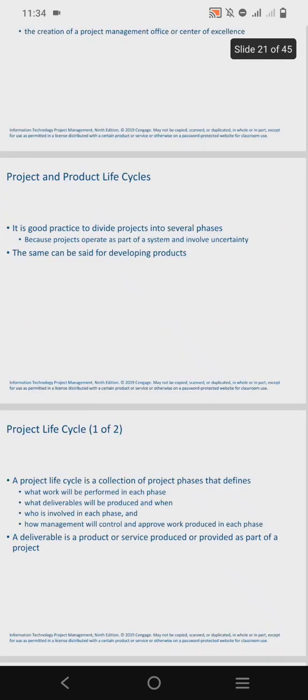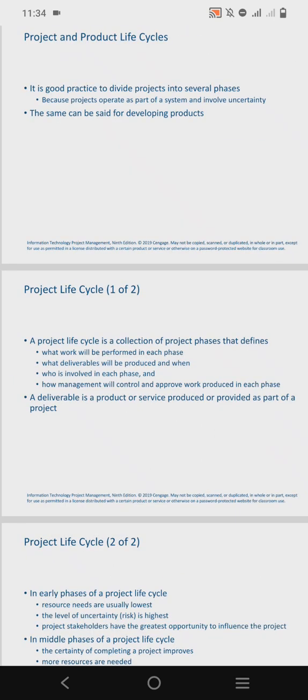A project lifecycle is a collection of project phases that defines the following. It defines what work will be performed in each of the phases. It also defines what deliverables will be produced and when they will be produced. It defines who is involved in each of these phases and how management will control and also approve work that is produced in each phase. A deliverable is a product or service that is produced as part of a project.